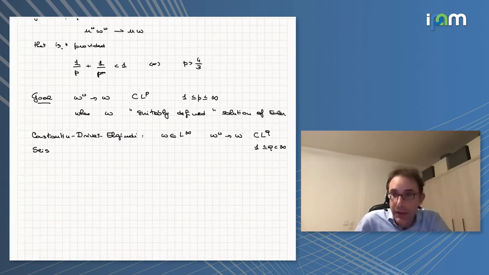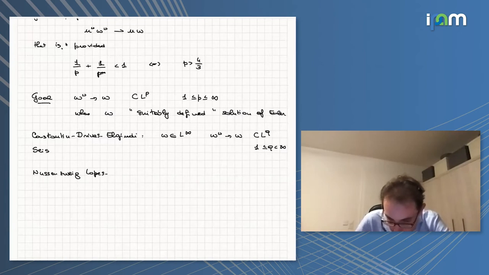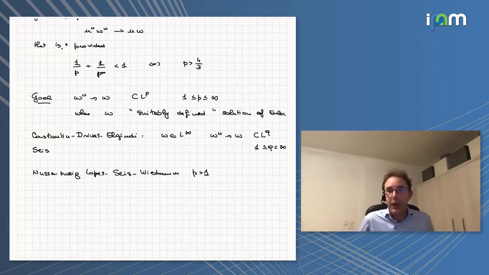And in the case of LP vorticities for p larger than one, in parallel to our work, there has been a work by Elena Nussenzveig Lopes, Christian Seis, and Emil Wiedemann. Again, in the case of vorticities belonging to LP uniformly in time, they could prove strong convergence in LP to the solution to the Euler equation. So as I said, I don't want to give the most precise results and proofs. So let me focus a bit on the techniques.